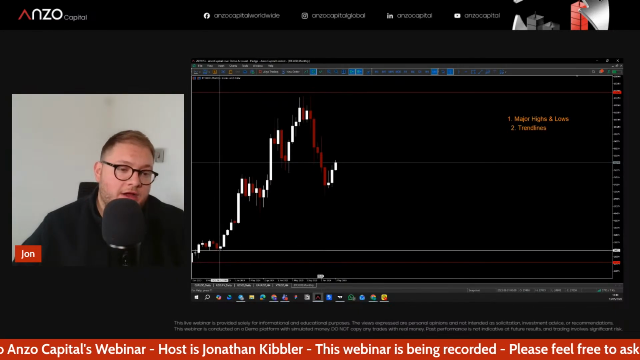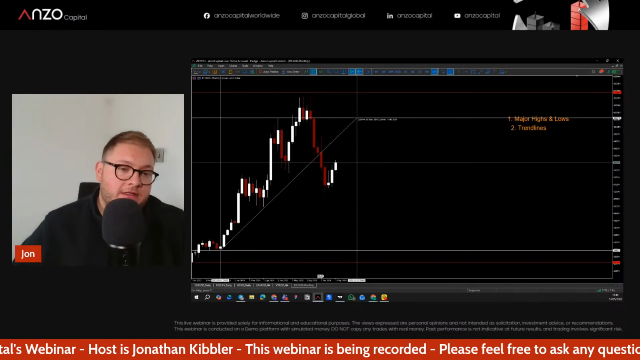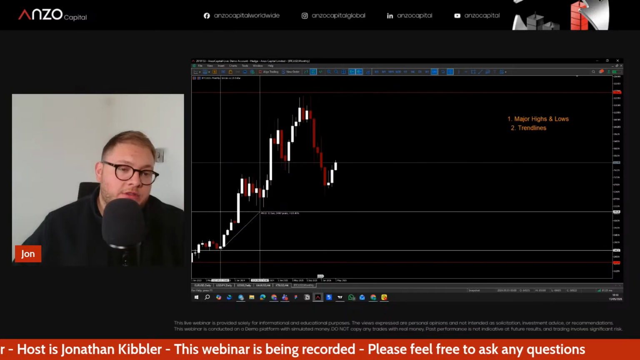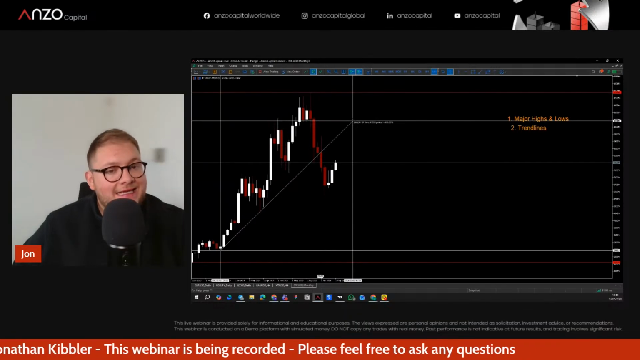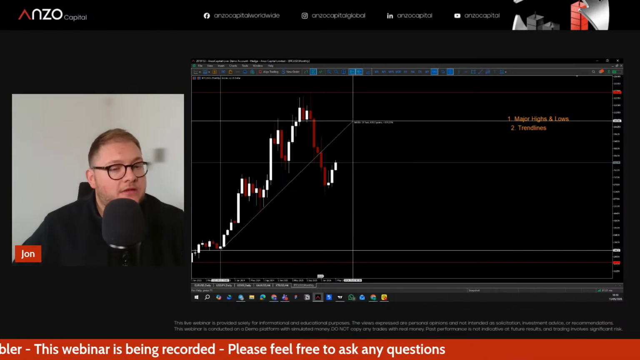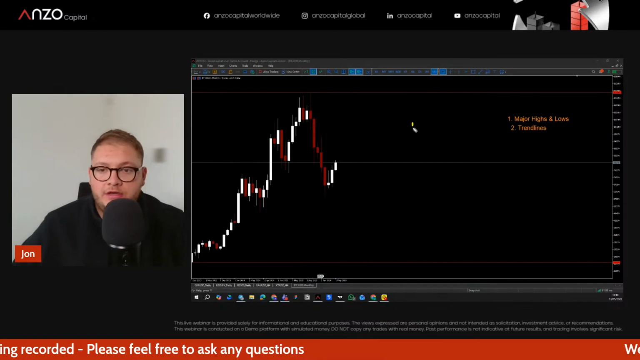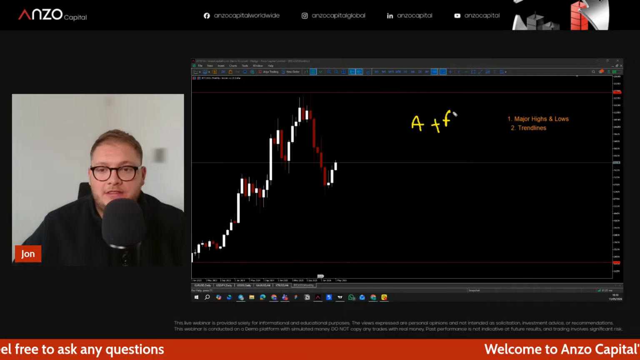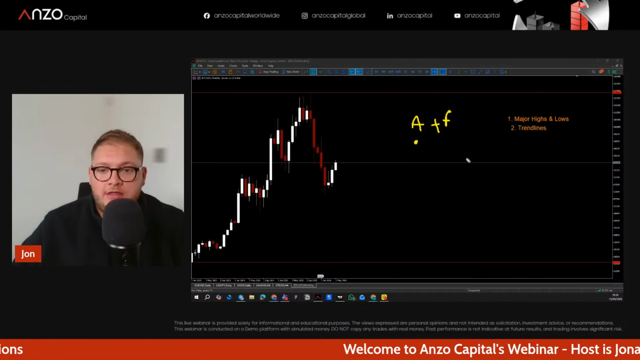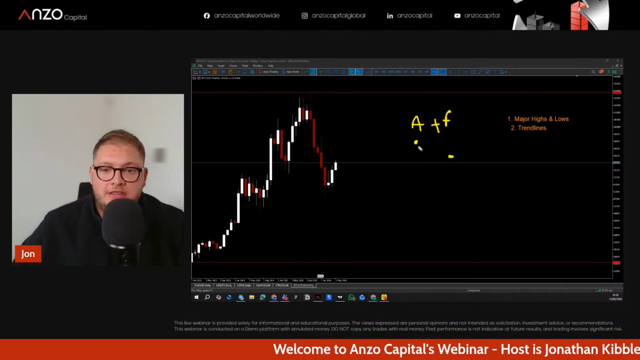I can drag from the low and anchor it onto a certain point, and I can see, is there a trend line at that particular point? Okay. And what we need for a trend line really is what's known as an anchor and formation point. Okay. And this is how I was taught. So your anchor point is your start point, right? And your formation point is another high, right?